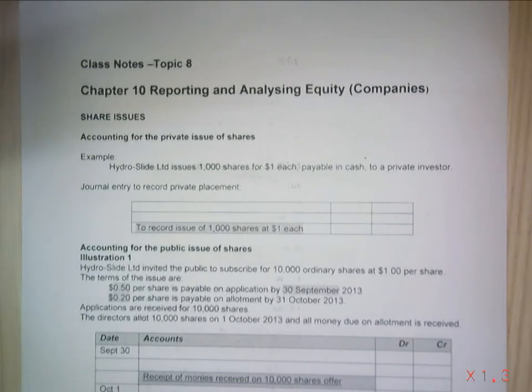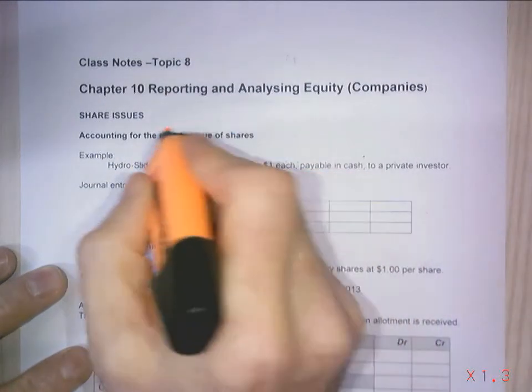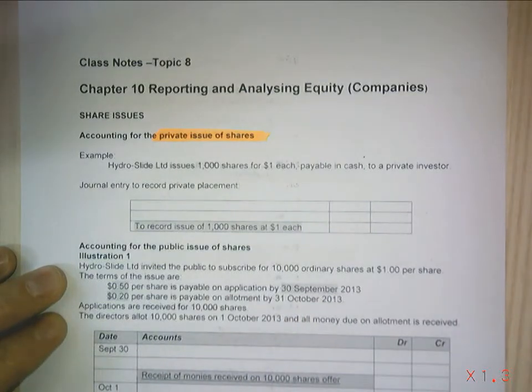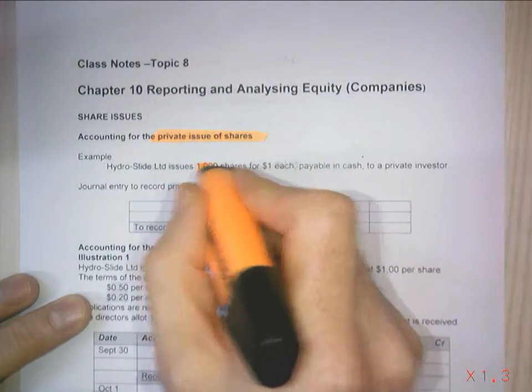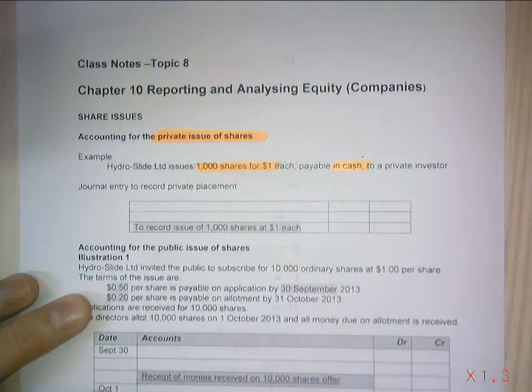So what we're looking at now is we're going to look at Hydra slide. And what we're going to look at is a private issue versus a public issue of shares. All right. So first we'll do a private issue. Now private issues of shares is the company owner gets together with a potential investor and says, would you like to invest in my business?